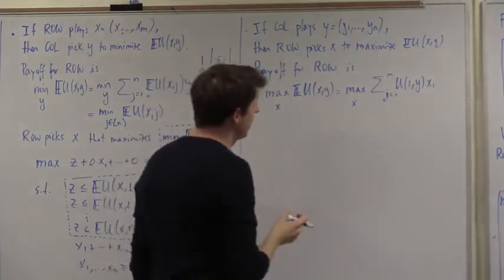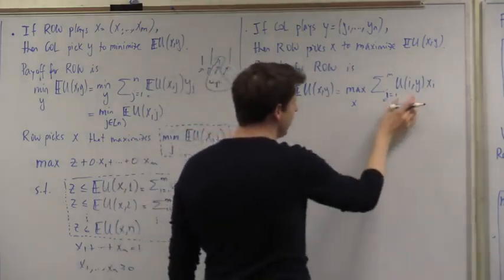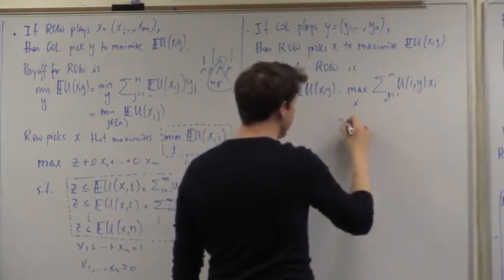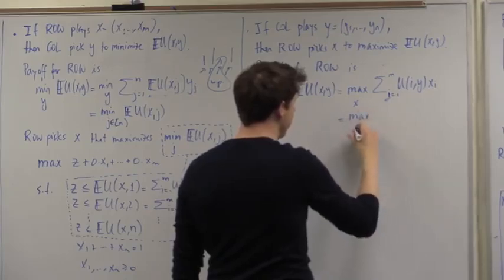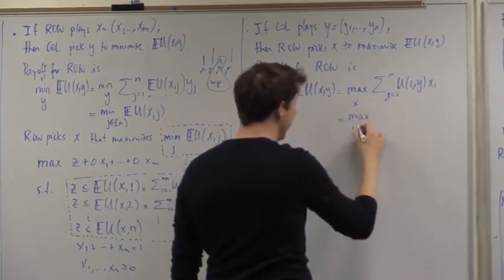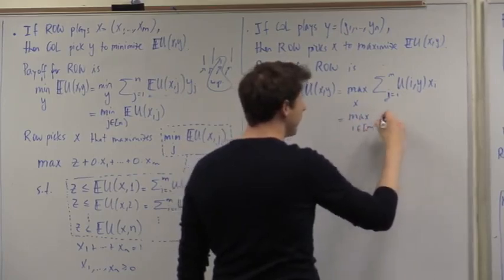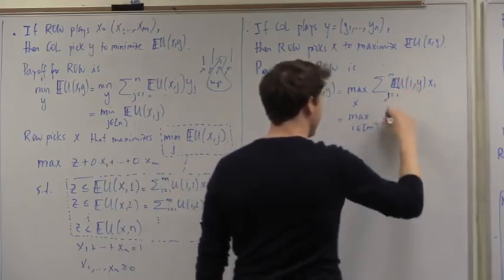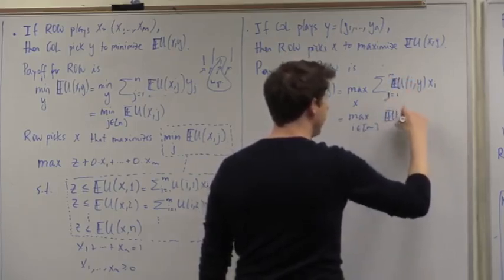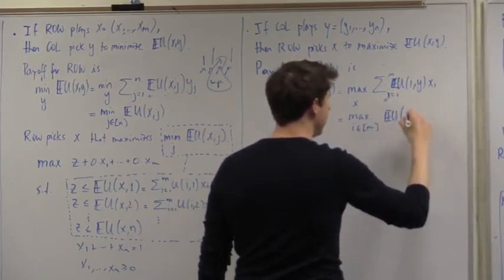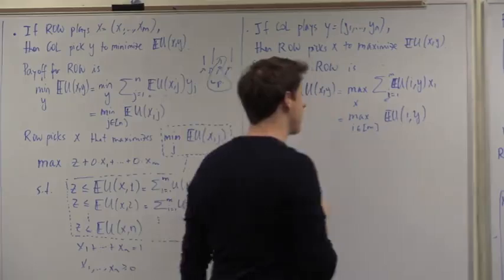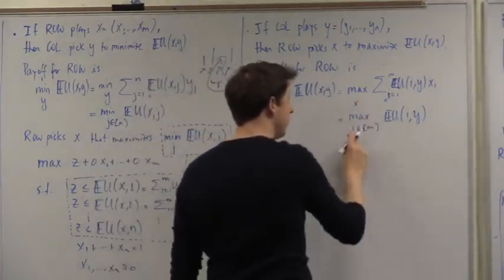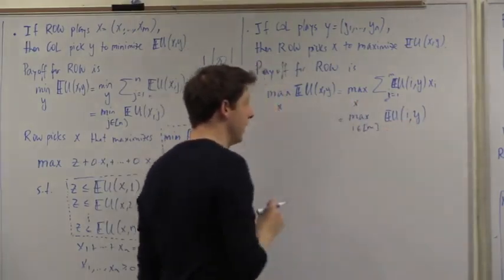And like before, if we're trying to maximize a convex combination of numbers, it is best to just pick the largest number. So we're going to look at the max over i in m of the expected utility of i, y. Okay, it is best to put all the probability mass of x onto the i that gives the largest number here.